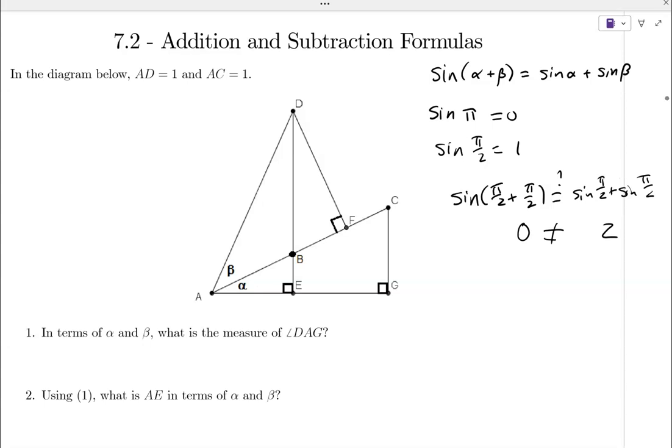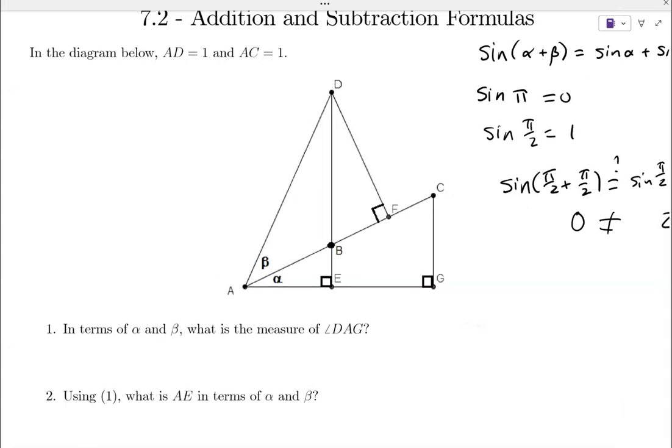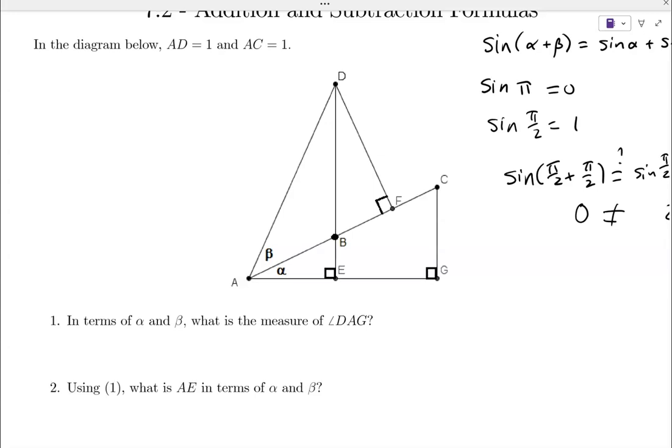See if we can figure out a way to rewrite the sum. All right. So let's look at our picture and see what we're going for with this. This should be a pretty straightforward question. This angle is alpha. This angle is beta here. This problem is asking you what's the measure of DAG in terms of alpha and beta.